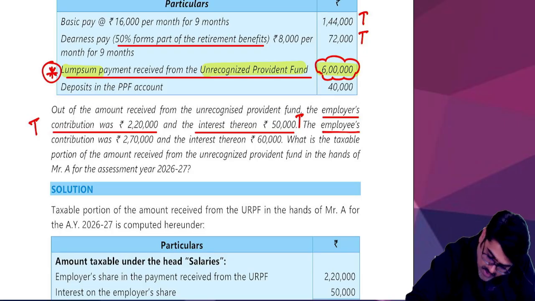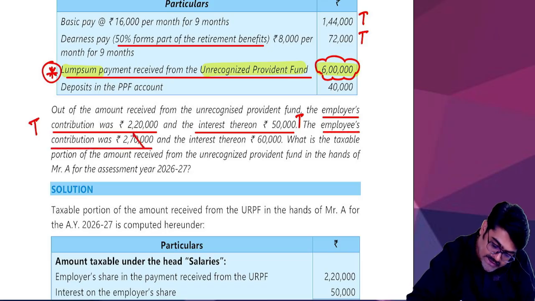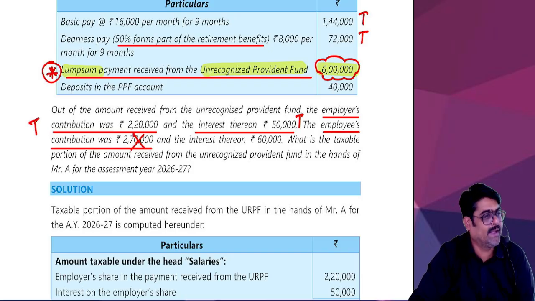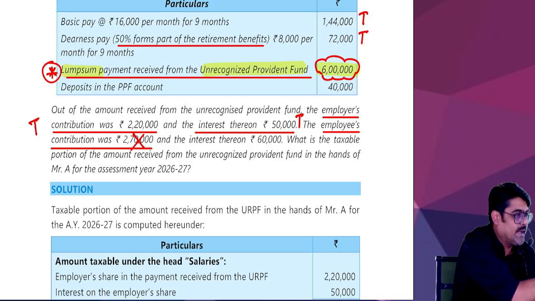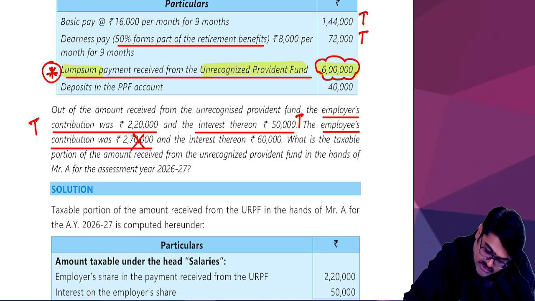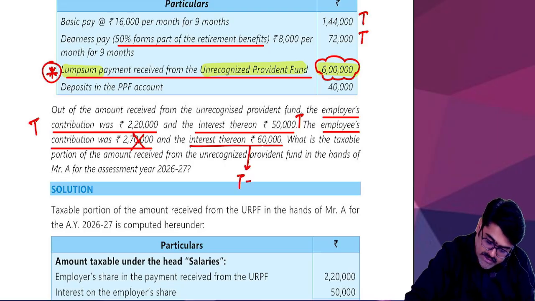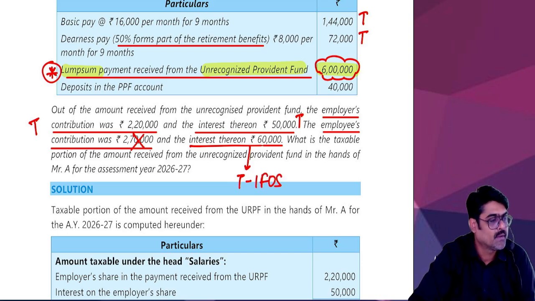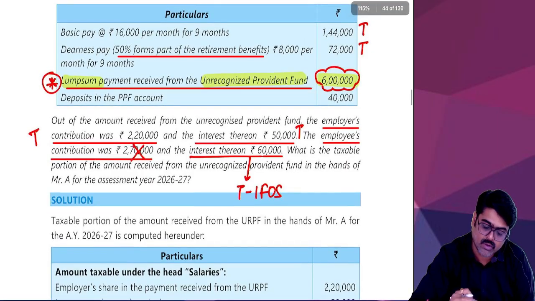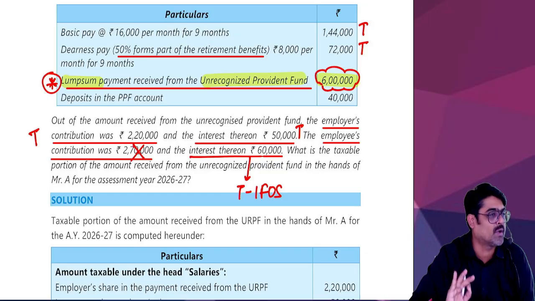Now, employee's contribution was ignored. So out of 6 lakh, 2,70,000 will be ignored. On this 2,70,000, how much interest was there? This will also be taxable, but it will be taxable under the head IFOS. Understood? So on your calculator, if you add 2,20,000 plus 50 plus 2,70,000 plus 60, you will get a total of 6 lakhs.